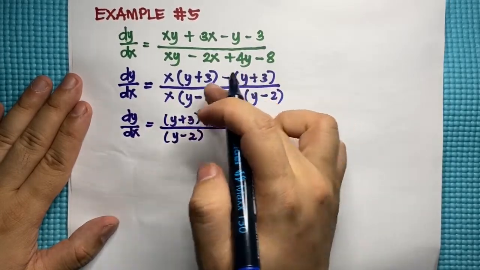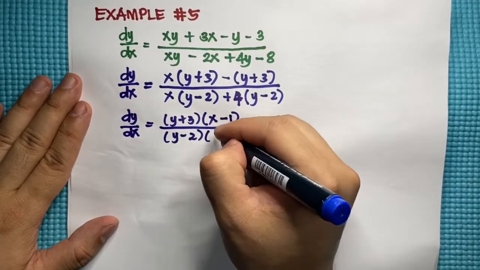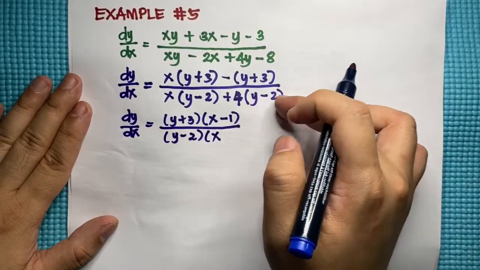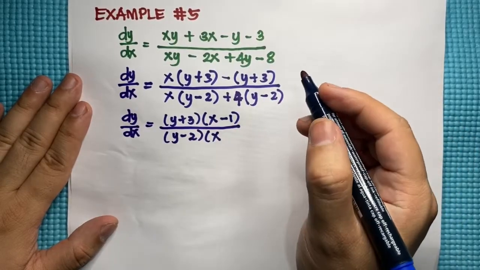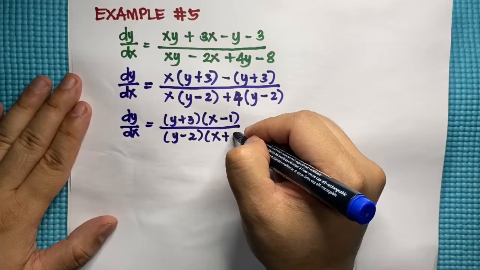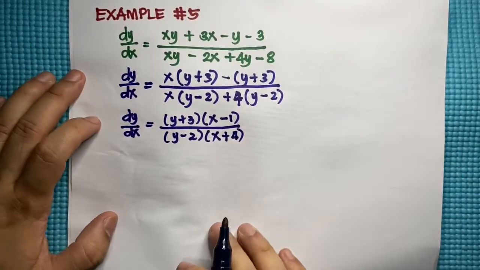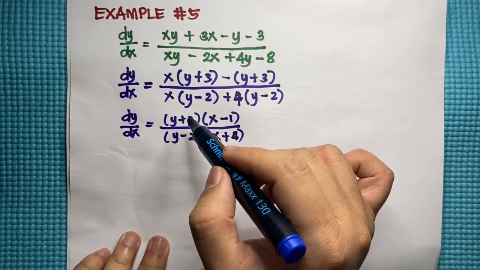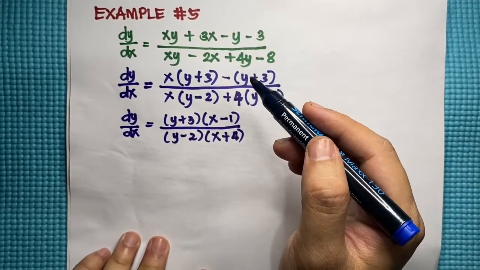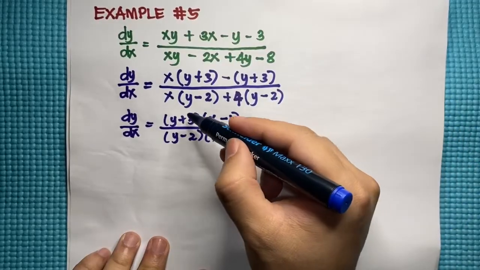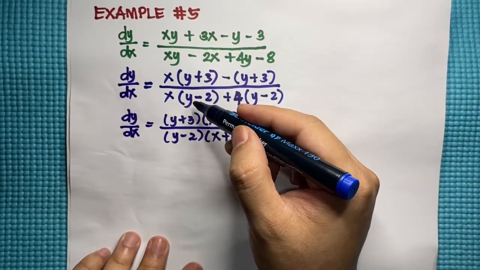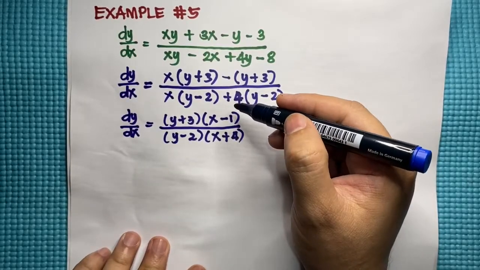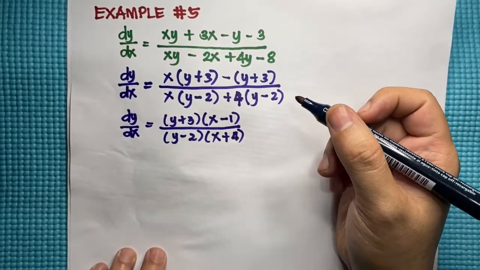So x times y minus 2 divided with y minus 2 gives us an x. And then for y minus 2 divided with y minus 2, leaving us a positive 4. So therefore, this time we have a differential equation in the separable equation format. As you can see here, we have y plus 3 all over y minus 2 as our function of y, and then x minus 1 over x plus 4 as the function of x.